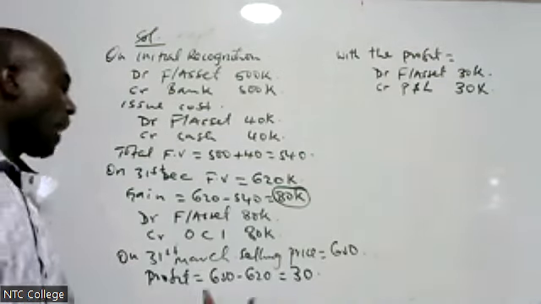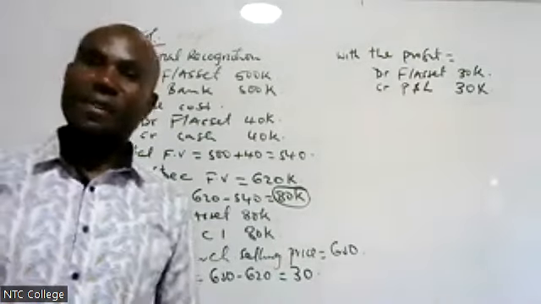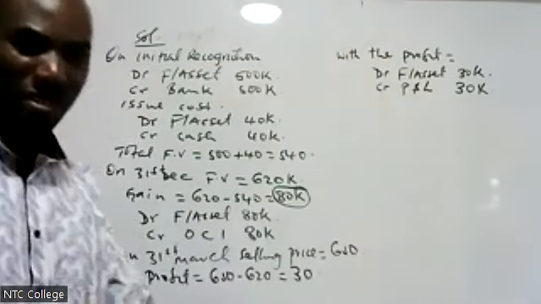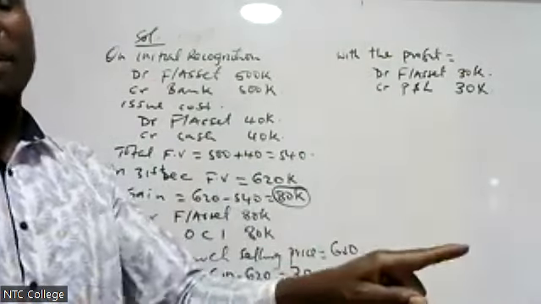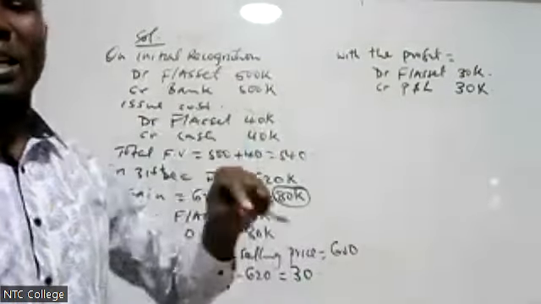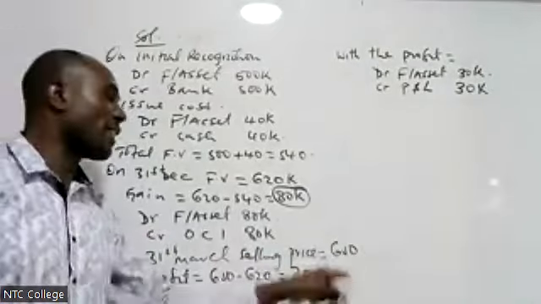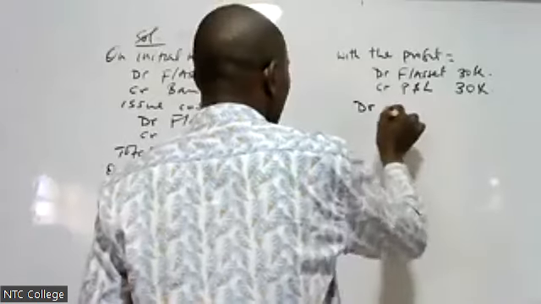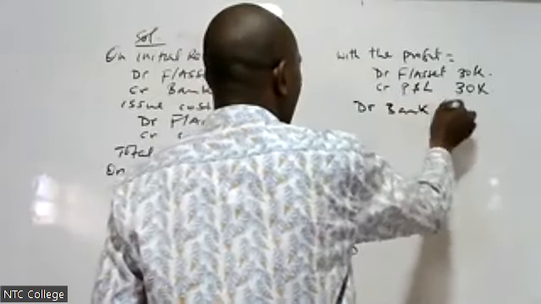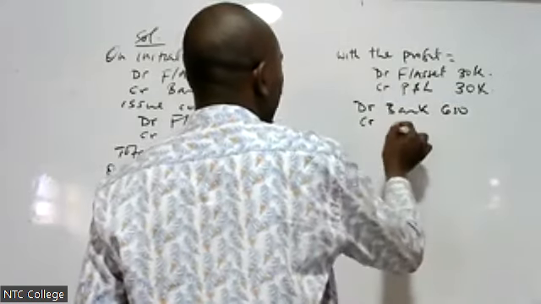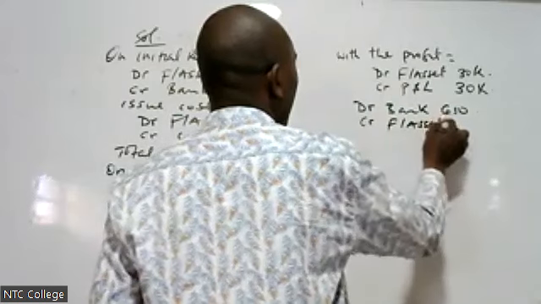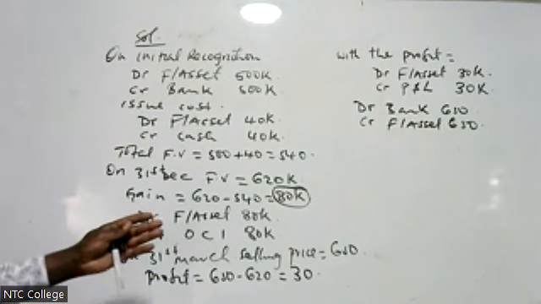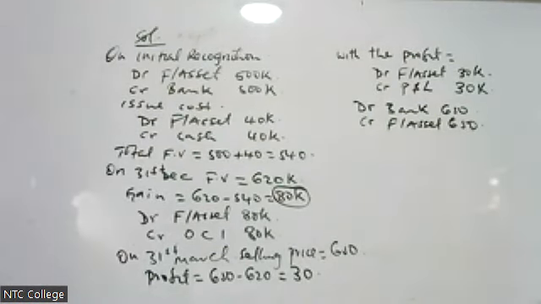Now, remember, I have sold the instrument. Listen very carefully. I have sold the instrument, therefore I am going to de-recognize this instrument. I remove it from my financial statement because I've de-recognized it. I'm selling it at 650. Therefore, on sale of this instrument, I debit bank or cash 650. I credit financial asset with 650, because I'm receiving money and I'm selling the asset.